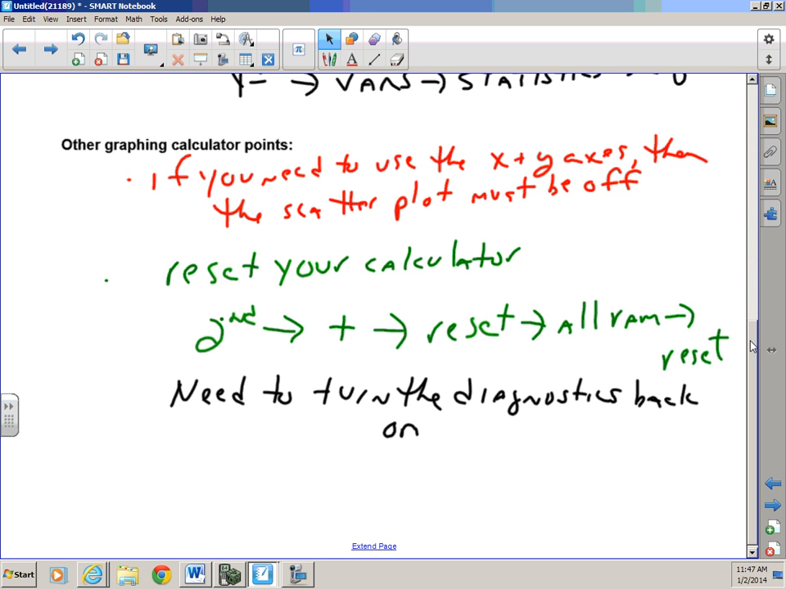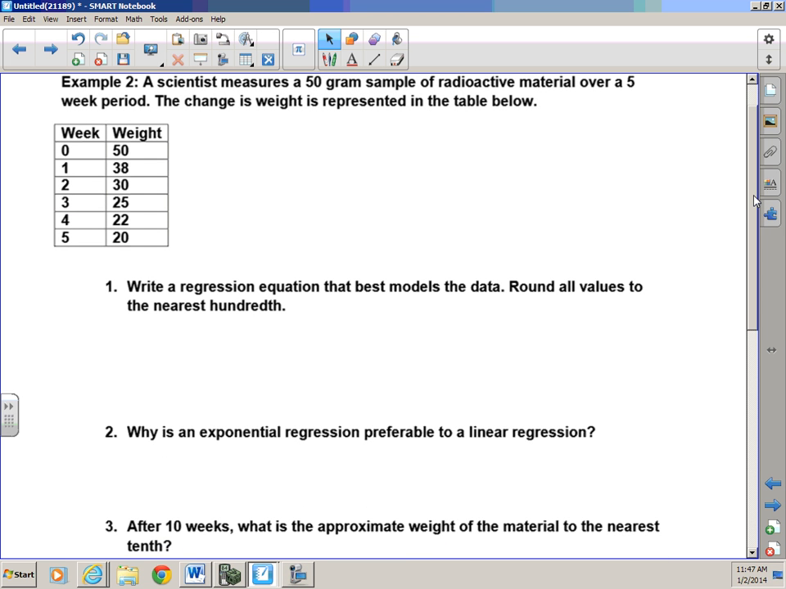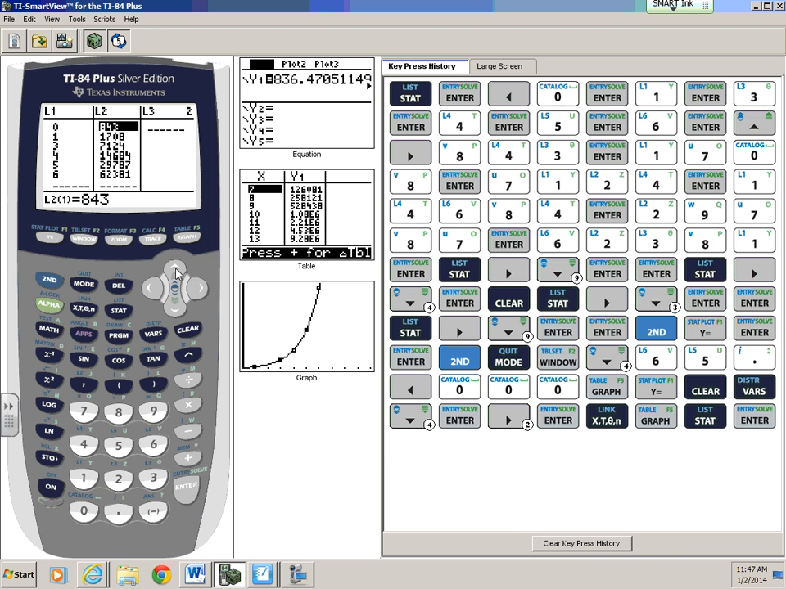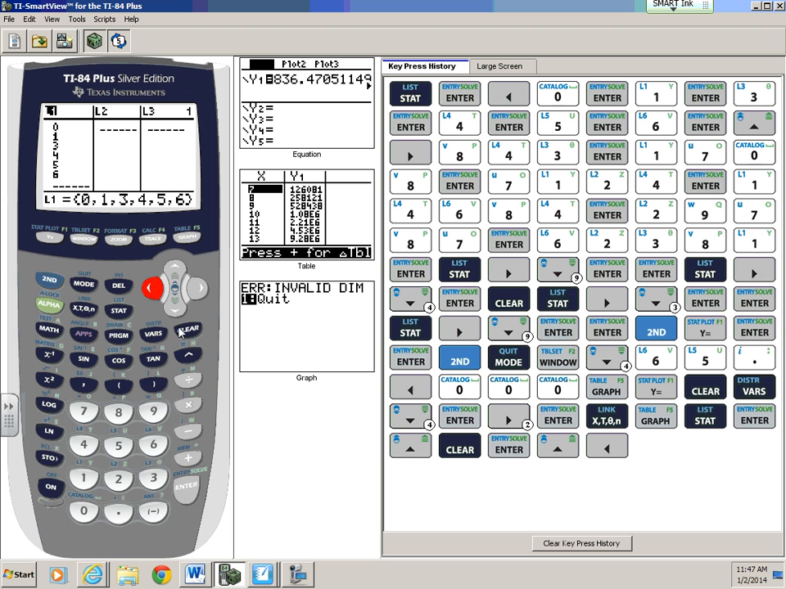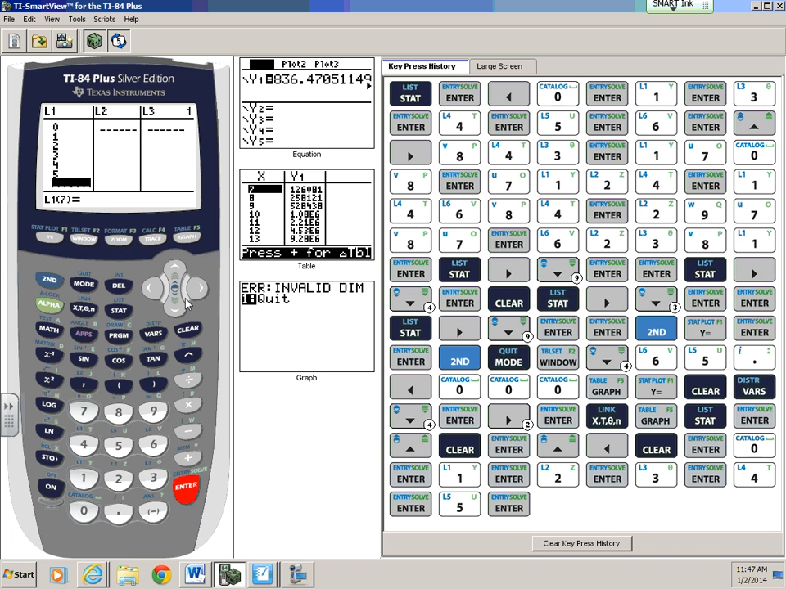All right, now, I want to do the next problem of the decrease in weight of radioactive material. So I'm going to do this up on the calculator, and then we'll fill in the note sheet. It's always easier to clear the entire L1 and L2, because then that leaves out some data that could be not useful or extra data. So I'm going to put in my months, and I'll put in the weight.